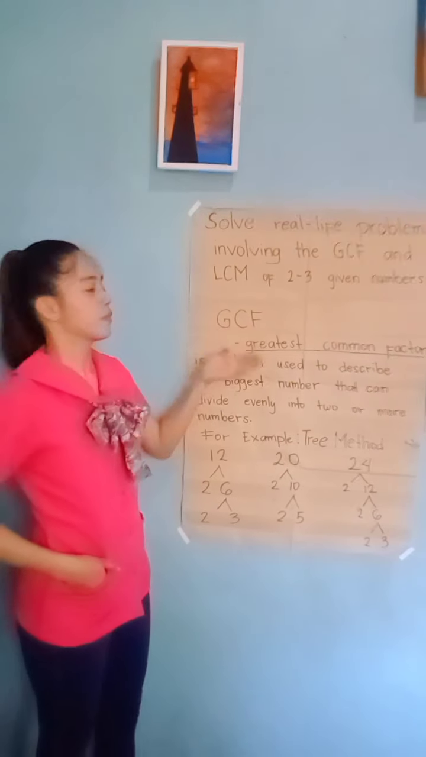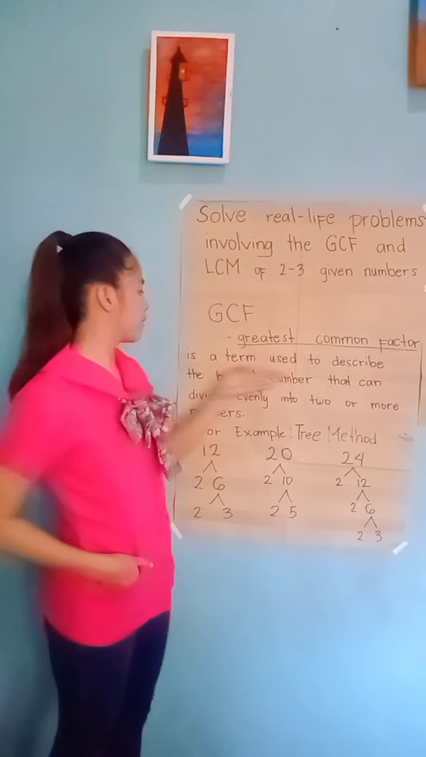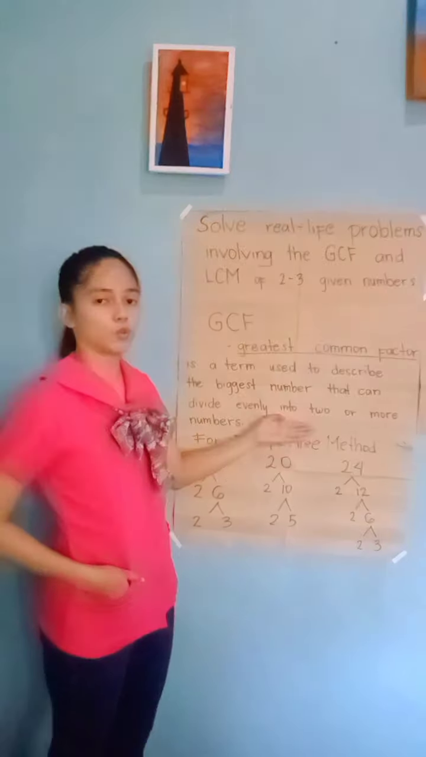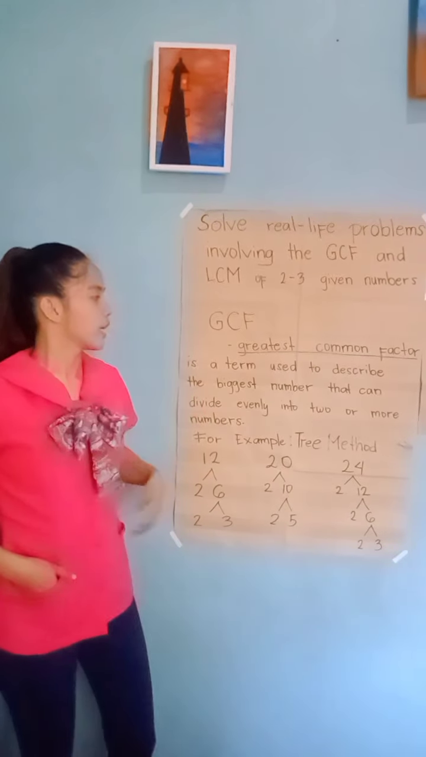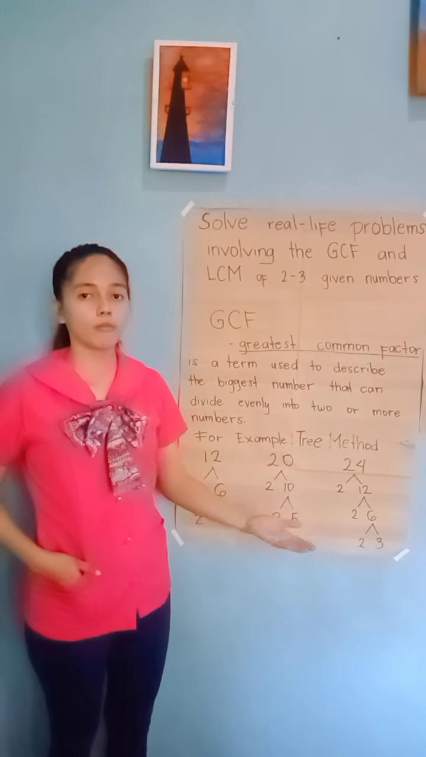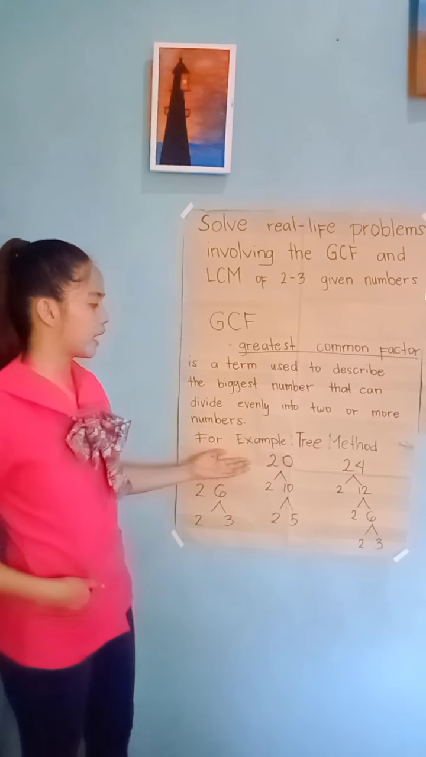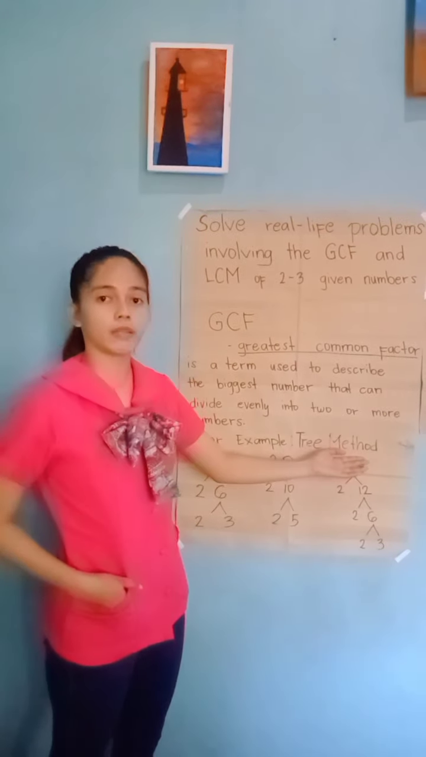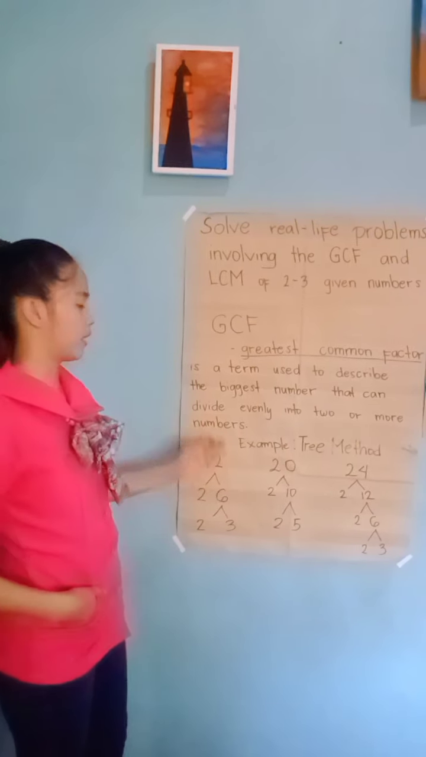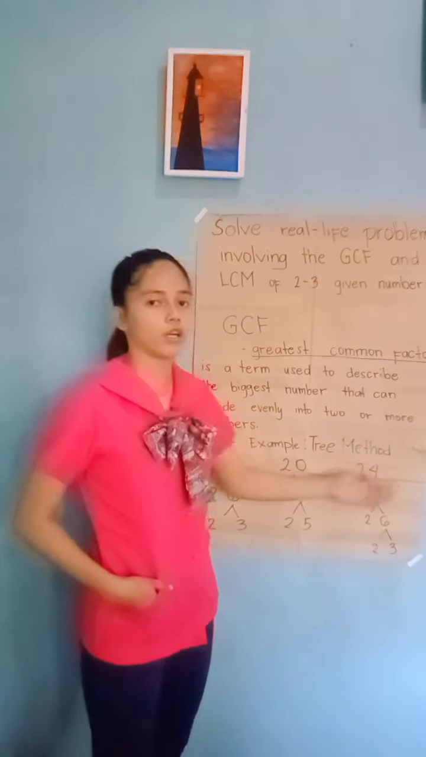The GCF, greatest common factor, is a term used to describe the biggest or largest number that can divide evenly into two or more numbers. So, meaning, yung GCF, kukunin natin yung pinakamalaking common factor by each given number. So, here we have three methods, which are different methods in getting GCF. Pag sinabing 3 method, for example, may 3 given numbers tayo, which is 20, 12, and 24.